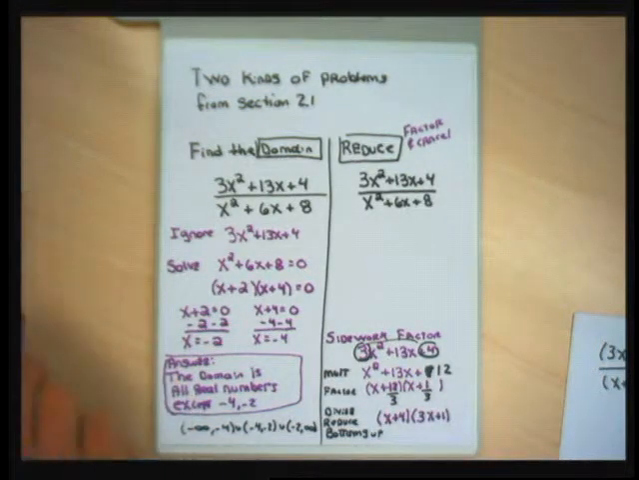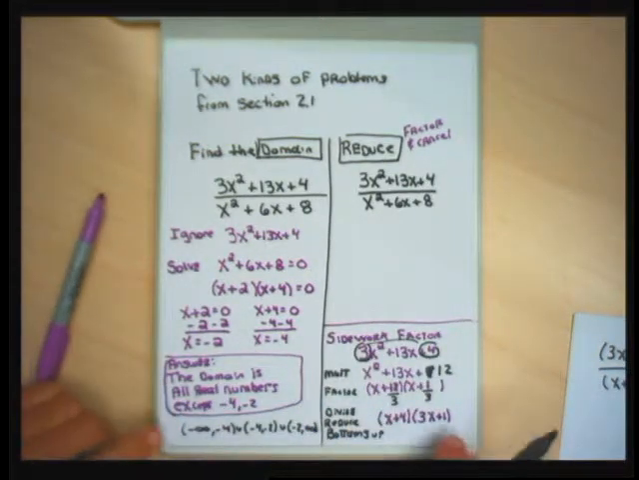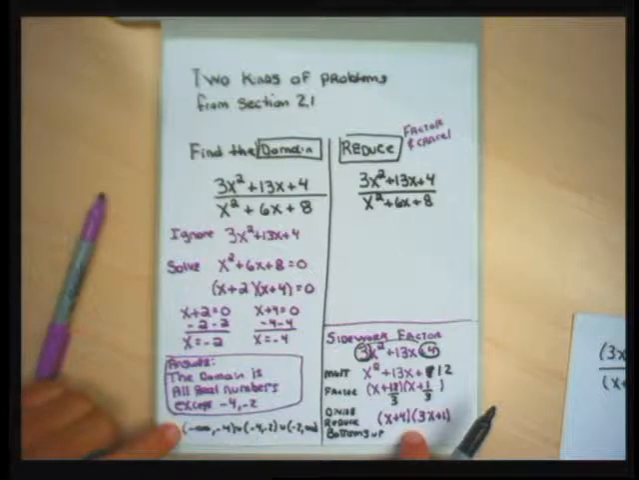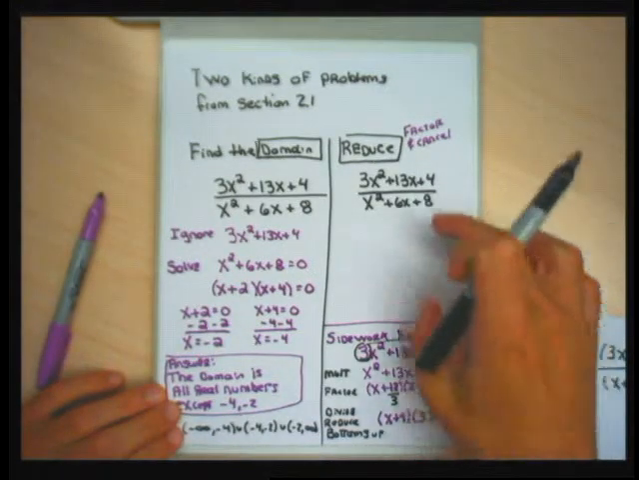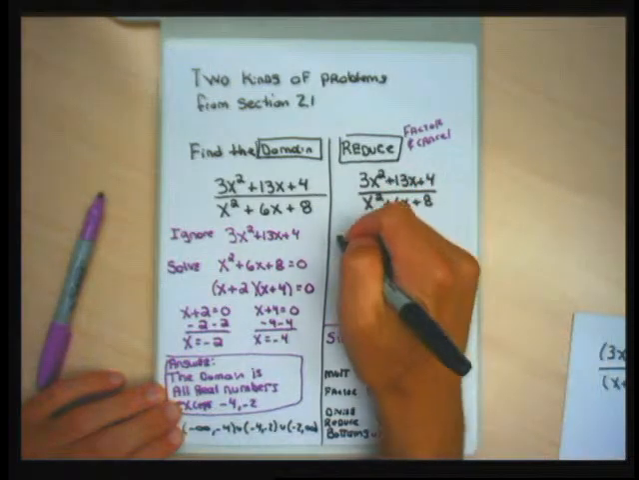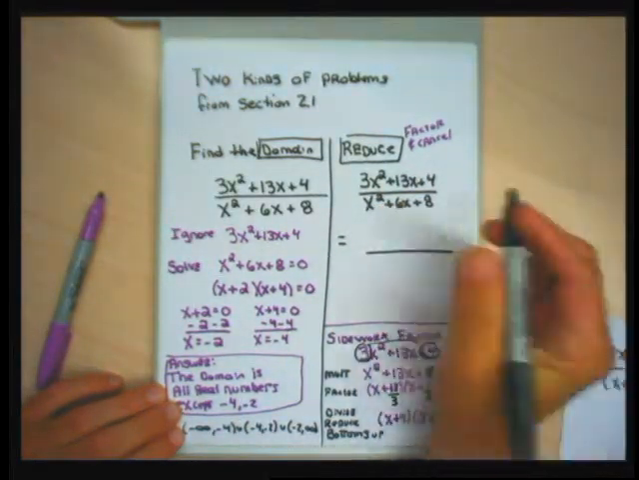So that's a way to factor the numerator. I wouldn't actually factor. I don't factor using bottoms up. I factor in my head. So if you could factor this 3x squared plus 13x plus 4 without using bottoms up, you don't have to.